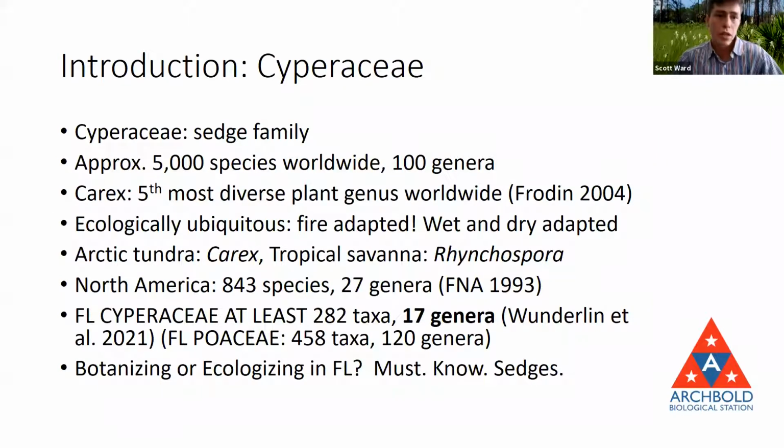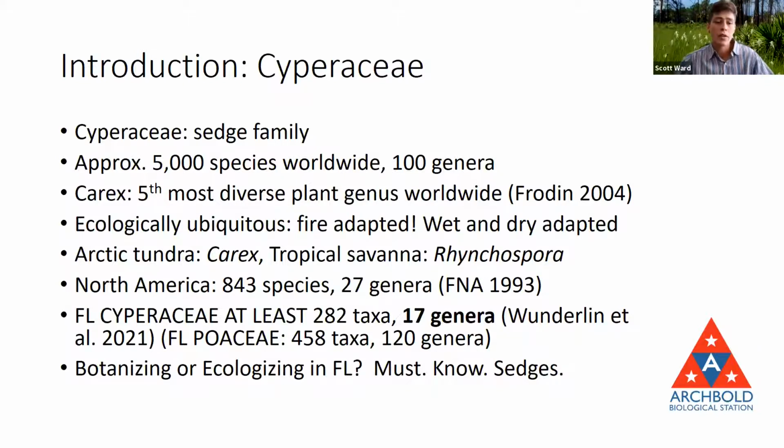Just to reiterate this introduction, Cyperaceae is the formal name for the sedge family. There's approximately 5,000 species worldwide, so it's quite diverse. In fact, it's the 5th most diverse plant family worldwide. There's about 100 genera, give or take, in Cyperaceae. Like I said, they're ecologically ubiquitous and definitely fire adapted in many cases, and adapted to both wet and dry habitats. Up further north in tundra areas, boreal areas, you get a lot of diversity in the genus Carex. And then as you work your way down south a little bit more into tropical areas, especially savanna-like habitats and grasslands, you'll see a lot of diversity in general, like Rhynchospora.